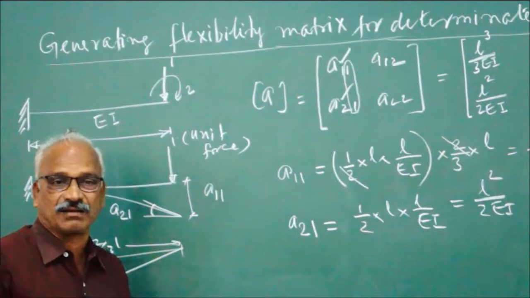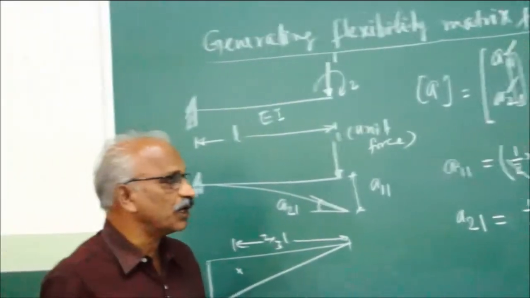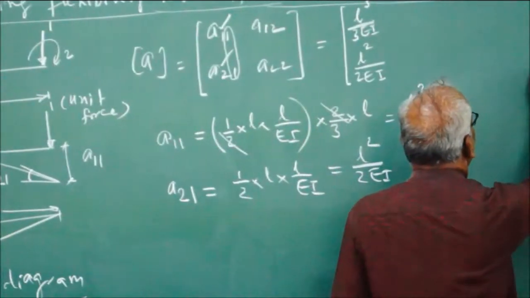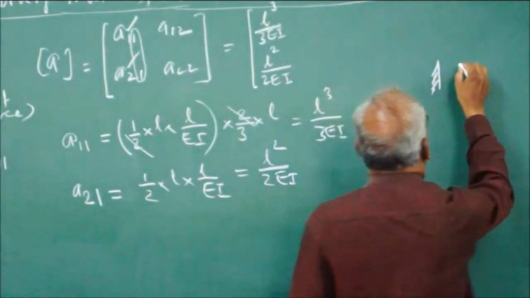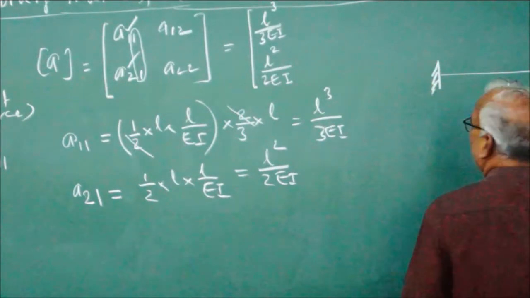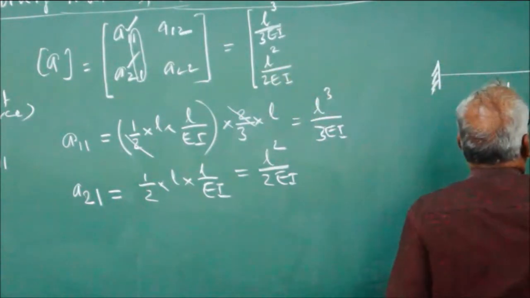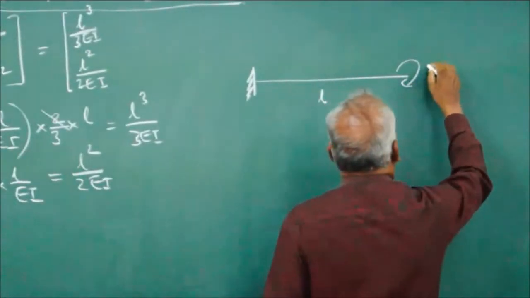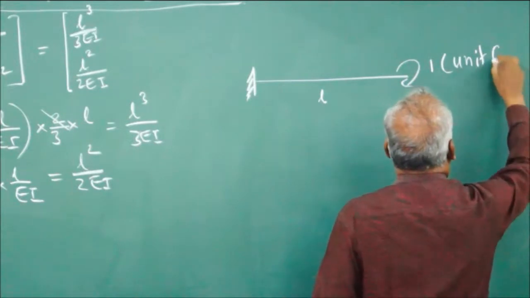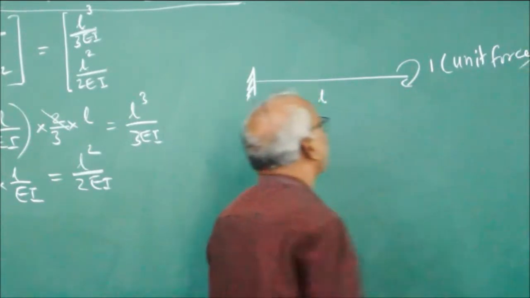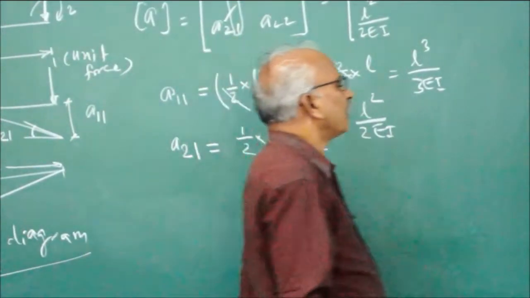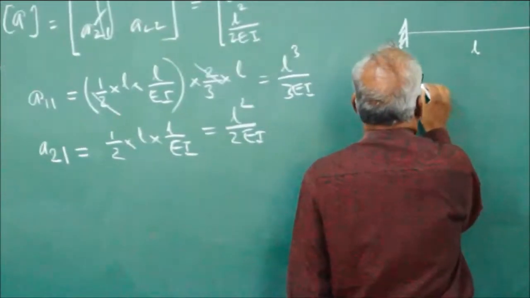For getting the second column, you have to apply the unit force along coordinate 2. Second column. Then apply unit force along coordinate 2. This 1 stands for unit force. Unit force along coordinate 2. For that, we know the bending moment diagram will be a rectangle.